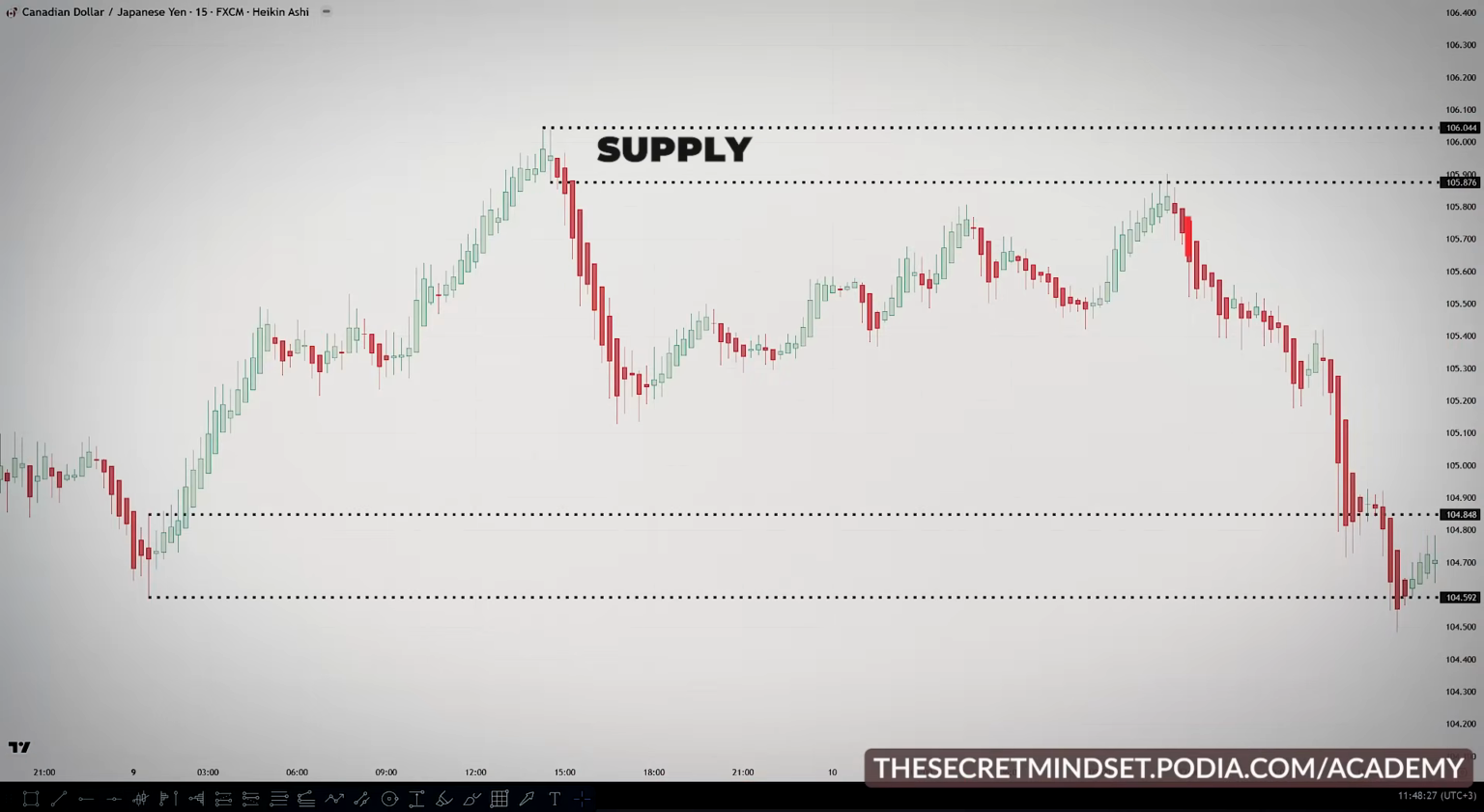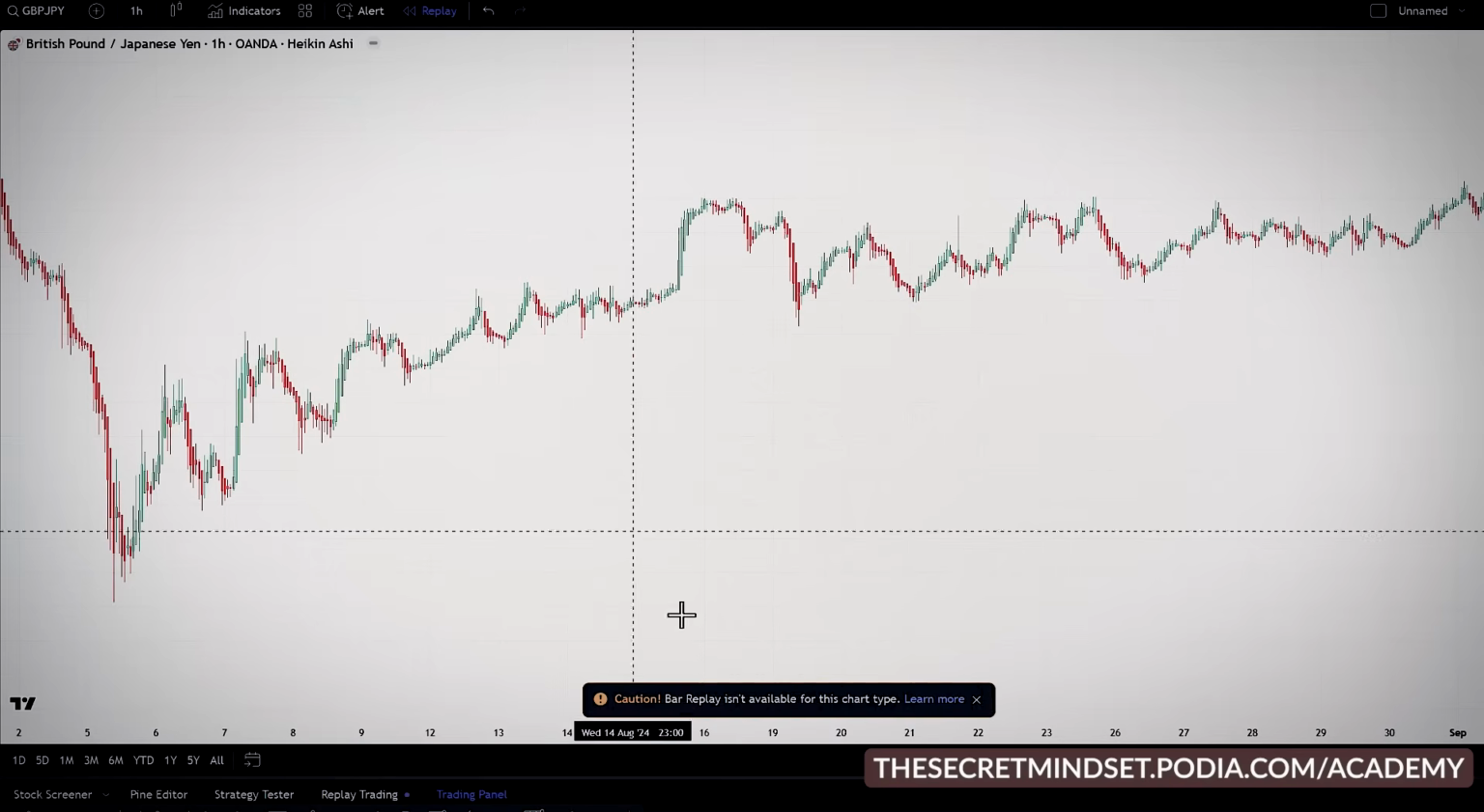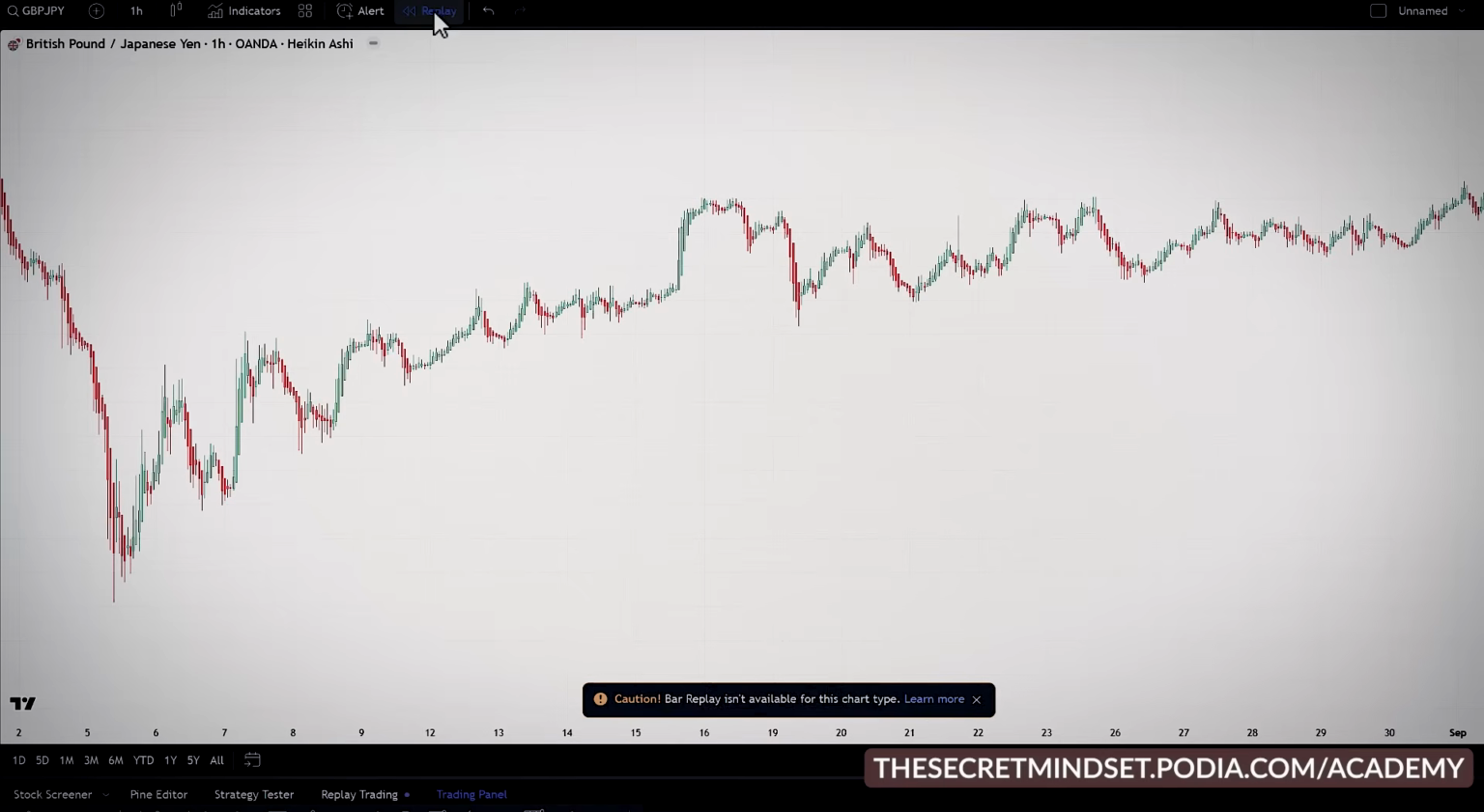Place your stop loss just below the demand zone for buy trades, or just above the supply zone for sell trades. As for when to close your trade, hold it until price reaches the opposite type of zone. So if you bought at a demand zone, you'd aim to sell when price hits the next supply zone up. Another option is to close part of your trade when you see the candles change color, signaling a potential shift in momentum.